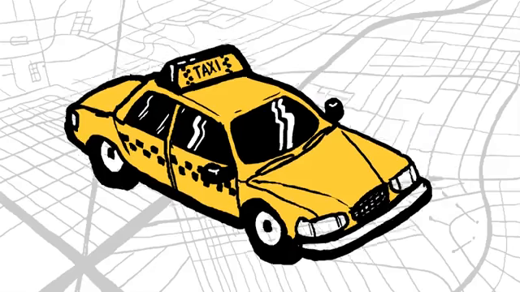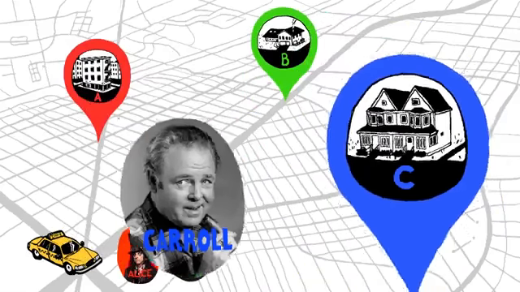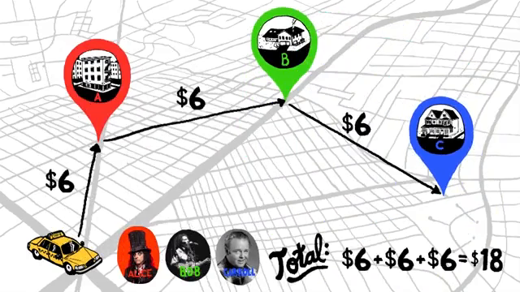Consider a situation where 3 friends are looking to share a taxi. Alice's home is almost on the way to Bob's, but Carol's place is a bit out of the way. Each leg costs $6, and the total cost of the trip is $18.